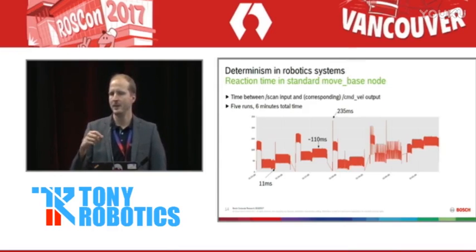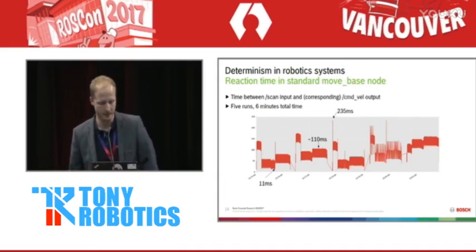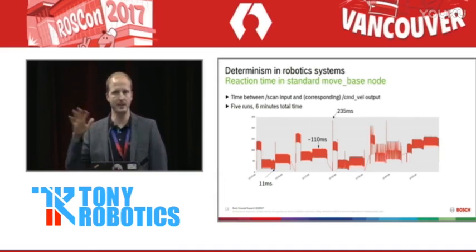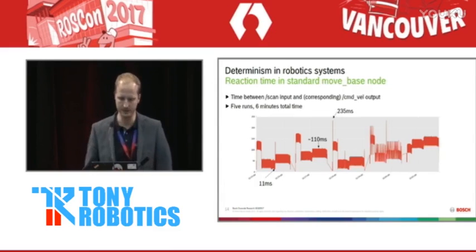Sometimes the cost map integrates the latest sensor data after the command is already output, and that's why we get these reaction times. And so that's sort of the running example that I will use throughout the talk to give you an idea of what this is all about.